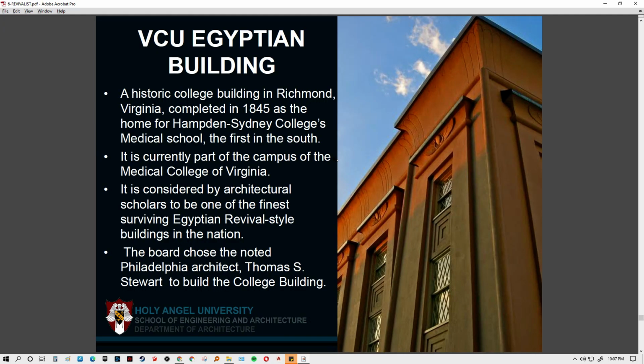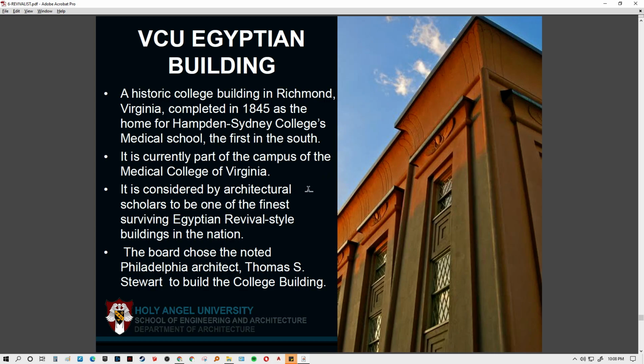And lastly, we have the VCU Egyptian building, which is the Virginia Commonwealth University. It is a medical campus, and it is in Richmond, Virginia, and completed in 1845. So in the middle of the peak of the architectural period, it is considered to be one of the finest surviving Egyptian revival style buildings in the nation, in Virginia, in the US.